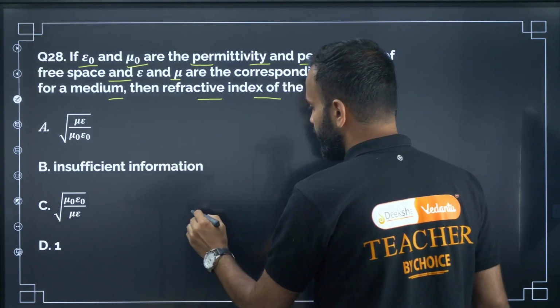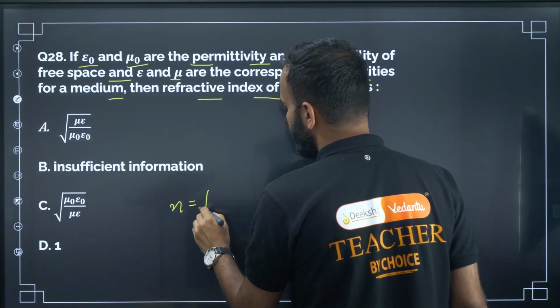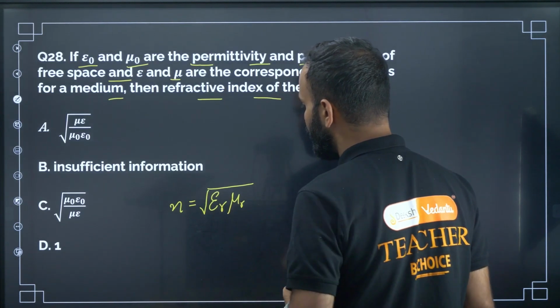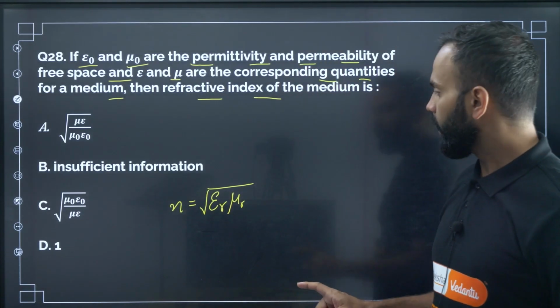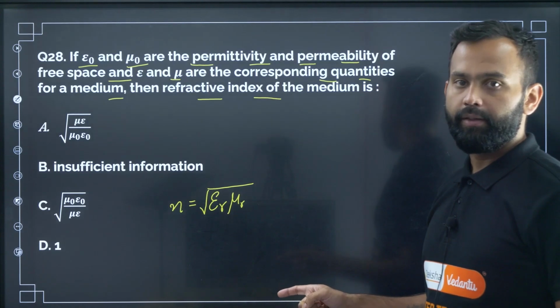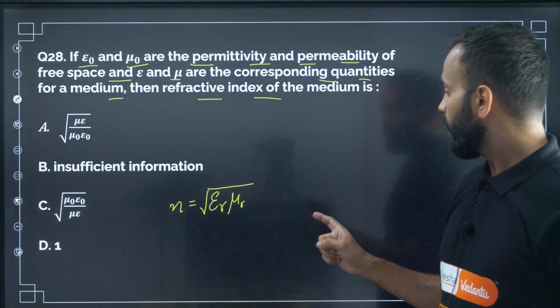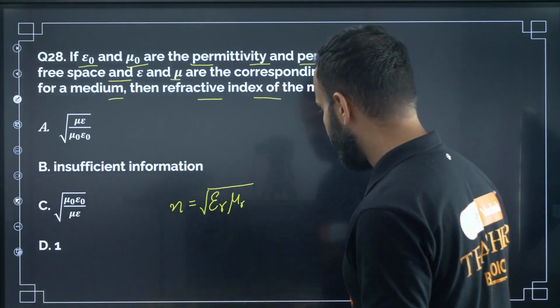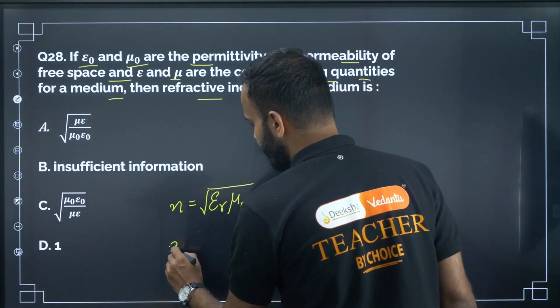Okay, so refractive index of the medium, n equal to root of epsilon r into mu r. So what is the meaning of epsilon r? Epsilon r is relative permittivity of the medium. Mu r is relative permeability of the medium. So what is relative permittivity?